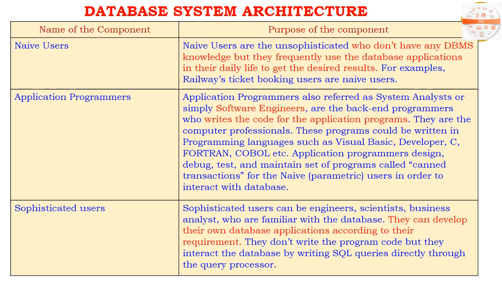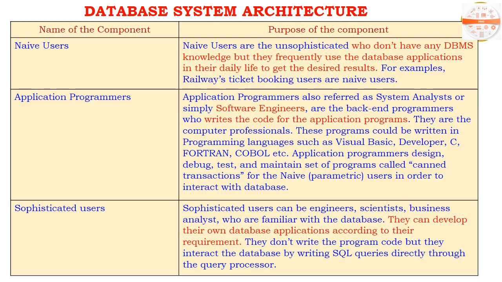The next one is the application programmer. The application programmer is a software engineer who writes the code for the application program. They are computer professionals. The programs may be written in programming languages, for example Visual Basic, C, Python, COBOL, etc. The application programmer designs, debugs, tests, and maintains the set of programs called canned transactions for the naive users in order to interact with the database.